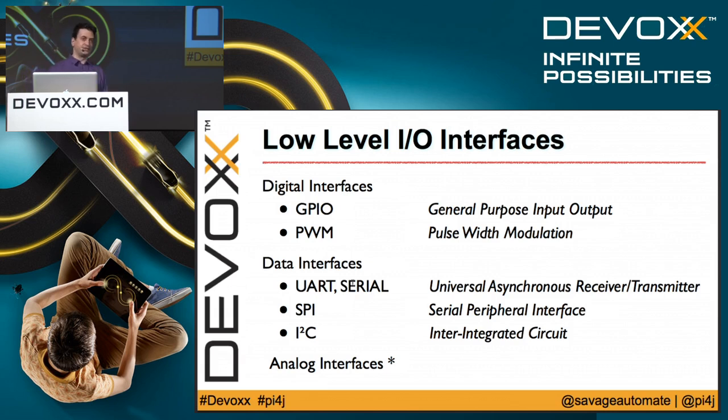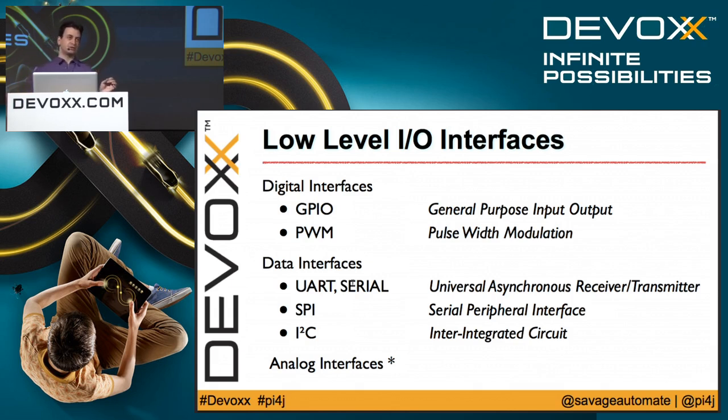We also have data interfaces, and that's where if you need to communicate with other chips, other hardware on your circuit, or perhaps a remote device via serial communication, there are data interfaces that we can access on the Pi, and Pi4J does provide access to all of these natively, as well as some concepts for analog inputs. So if you need to measure voltage or measure some distance kind of thing, that might be an analog input.